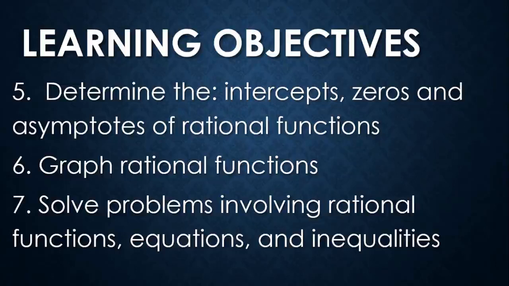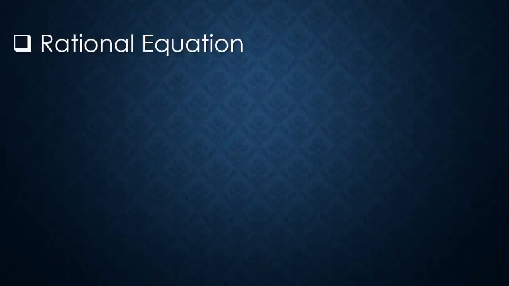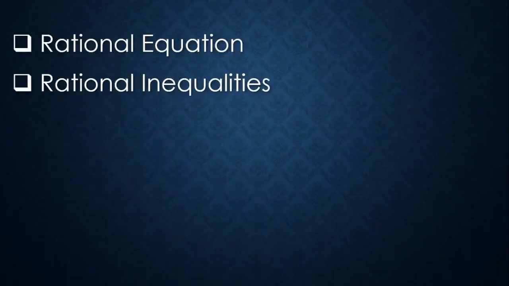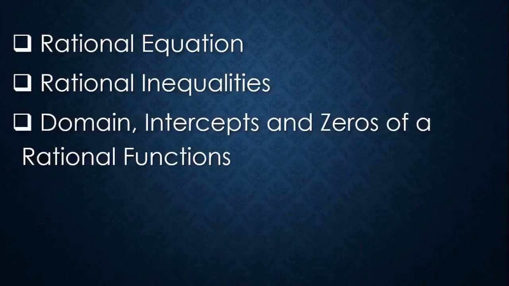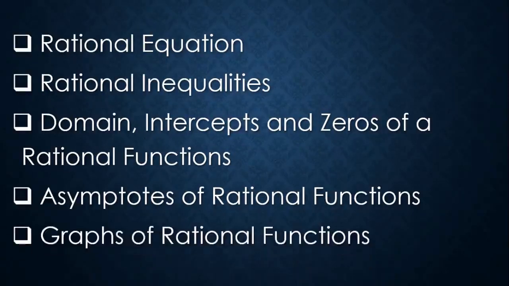So, napakarami ng ating learning objectives. And since we have so many learning objectives for this topic, what I did was I divided our topic into 5 subtopics, and here it is. The first subtopic is rational equation. Second is rational inequalities. Third is domain, intercepts, and zeros of rational functions. Fourth is asymptotes of rational functions. And last is graphs of rational functions. So from these subtopics, we're going to attain the learning objectives of our lesson.